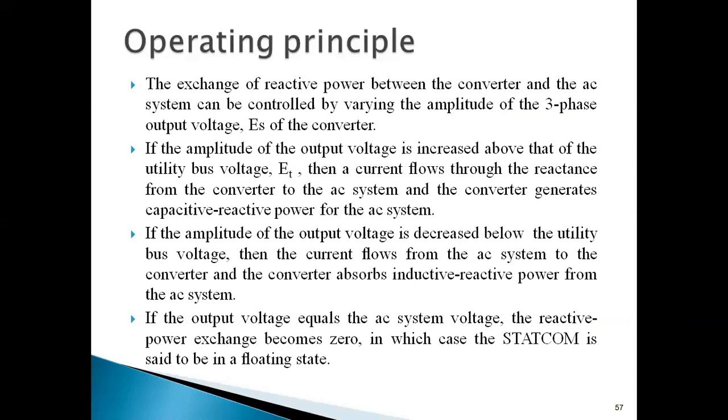If the amplitude of the output voltage increases above that of the utility bus voltage, current flows through the reactance from the converter to the AC system. In this case, it will generate capacitive reactive power for the AC system. Third point, the amplitude of the output voltage is decreased below the utility bus voltage, then current flows from the AC system to the converter, and the converter absorbs inductive reactive power from the AC system. Now, if the output voltage equals the AC system voltage, the reactive power exchange becomes zero. Both are equal means no exchange. Therefore, we call it a floating state.